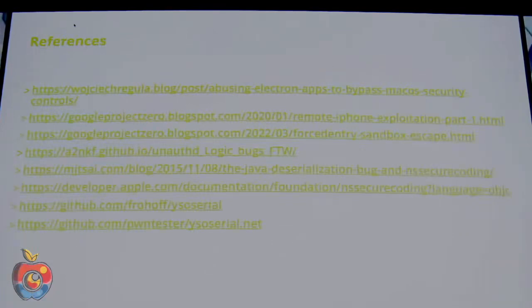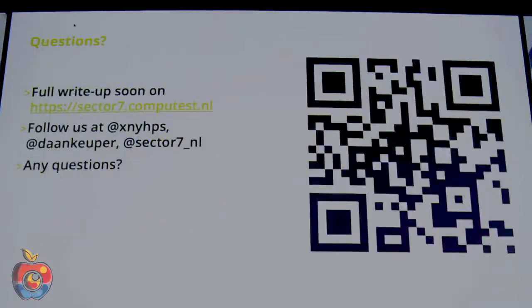I have a few references that I used. So the Google Project Zero write-ups for the insecure deserialization, the unauth debug from Ilias, and a few other things about secure coding. And finally, we have a write-up on our website. It's still just the first part of the exploit chain. There's still a part missing. I hope to be able to publish that soon after Ventura is released. You will also be able to find that on our website.